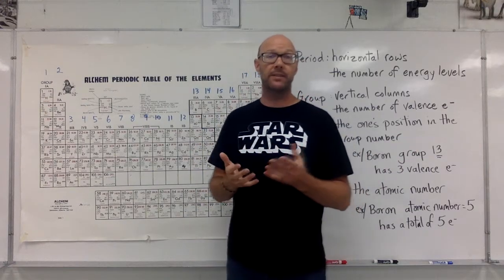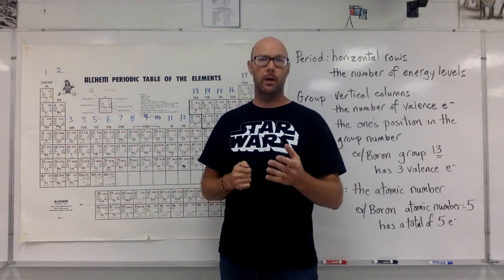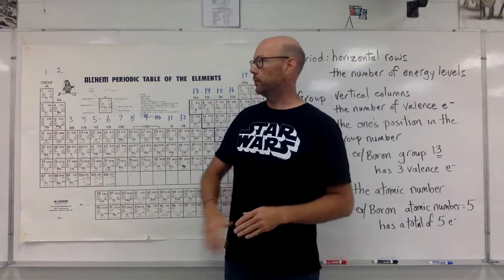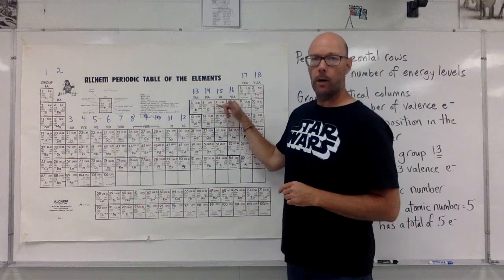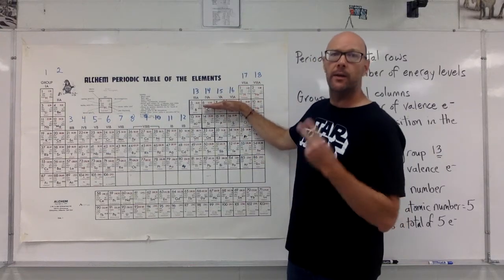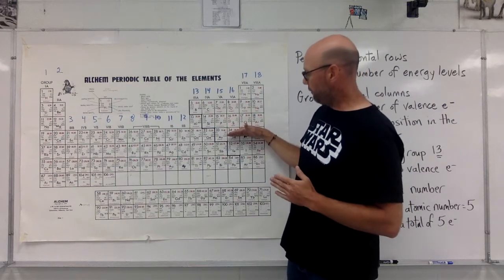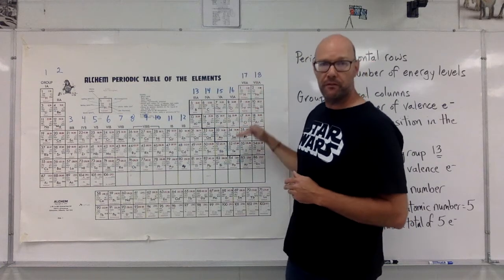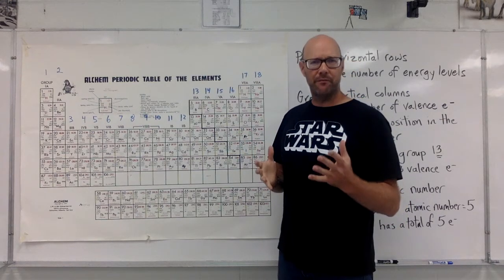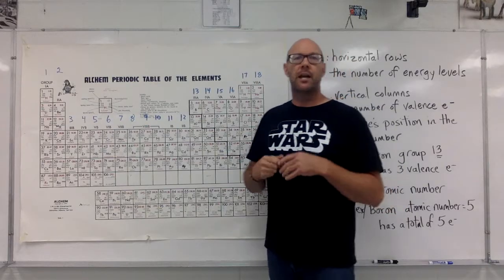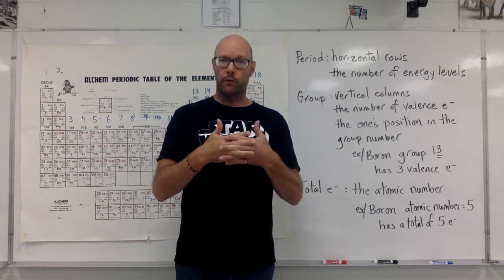What a period represents is the number of energy levels, the electron arrangement in the atom by energy level. So hydrogen has 1 energy level. Over here, boron, carbon, nitrogen are in the second row down. They have 2 energy levels. Silicon, phosphorus, sulfur have 3, and iodine down here in the 5th period would have 5 energy levels. That's not a big thing for us because the number of energy levels doesn't have much to do with the way that atoms are going to combine together to form a compound.